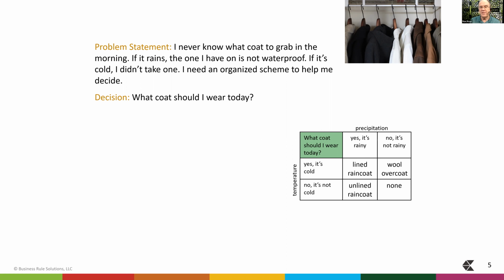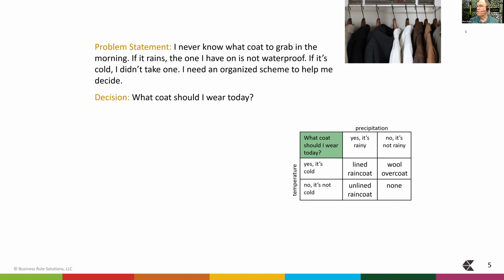And the question that we think we're trying to answer here is, what coat should I wear today? And it has two considerations, the temperature, how cold is it? And what's the precipitation? Is it rainy? Is it not rainy? It's a cross-tab type table, to use Jean's term for it, or DMN term. And you can see in the intersection cells are the appropriate decision: lined raincoat, wool overcoat, unlined raincoat, or none at all. So that's the decision table. It's very simple. I chose the simplest example I could possibly think of. That's the problem we face.